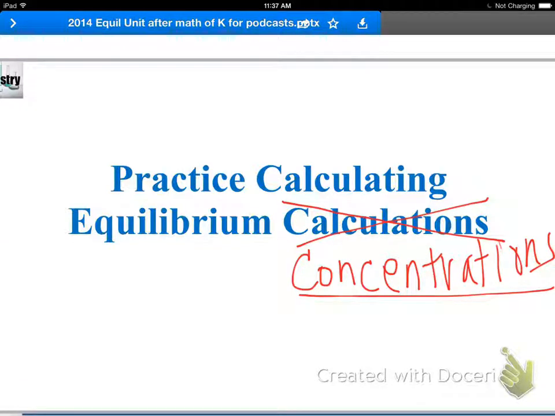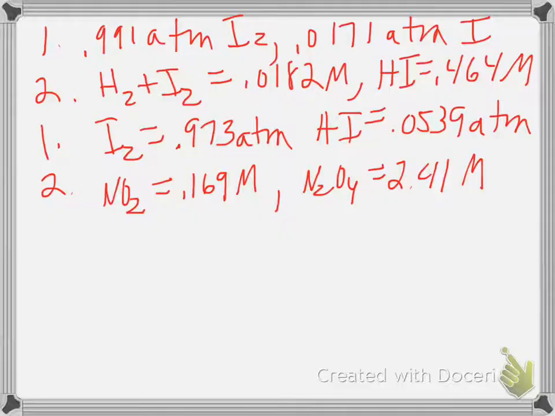Okay, for this podcast, we're going to do some practice determining the concentrations at equilibrium. So we're going to change that first slide. We're not calculating the equilibrium constant, we're calculating concentrations.